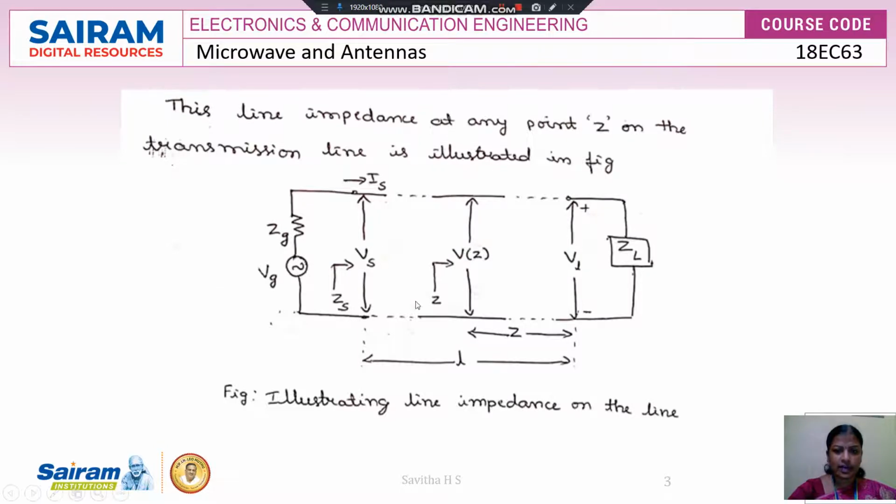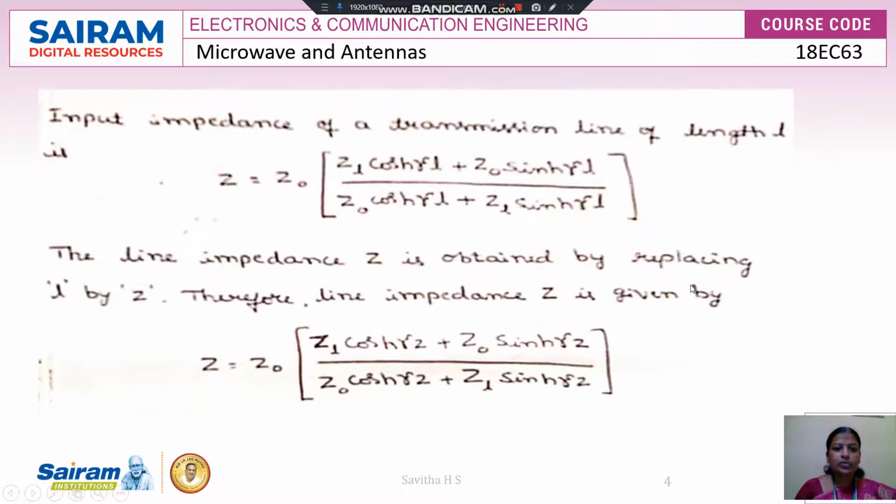So we are considering the diagram here. One end is the generator end and the other end is the load end. The transmission line we have considered has length L. The voltage across the load is VL and the current is IL. The input impedance expression is Z is equal to Z naught times ZL cosh gamma L plus Z naught sinh gamma L, divided by Z naught cosh gamma L plus ZL sinh gamma L. This is the expression if the transmission line has length L. If the transmission line has length Z, then I need to replace L by Z.